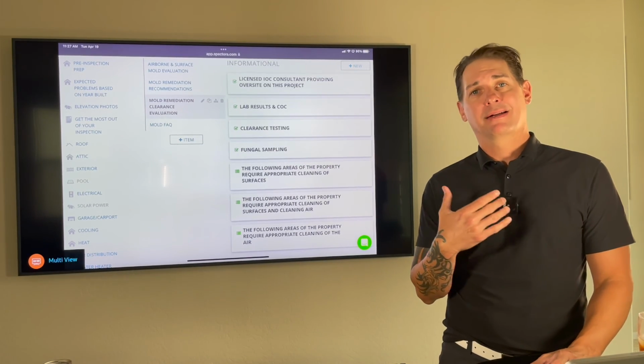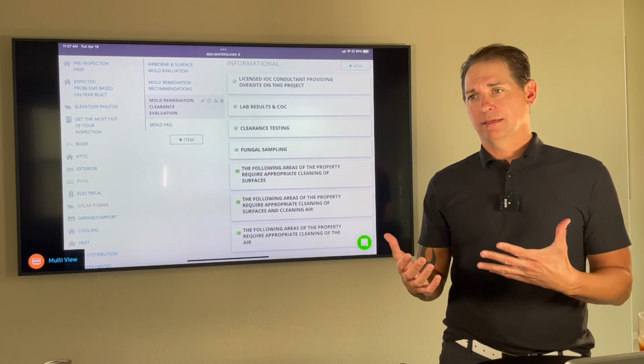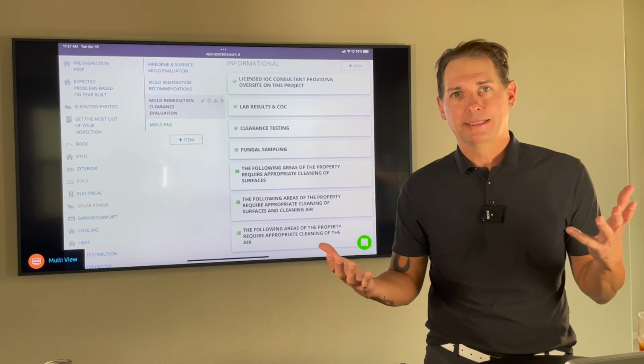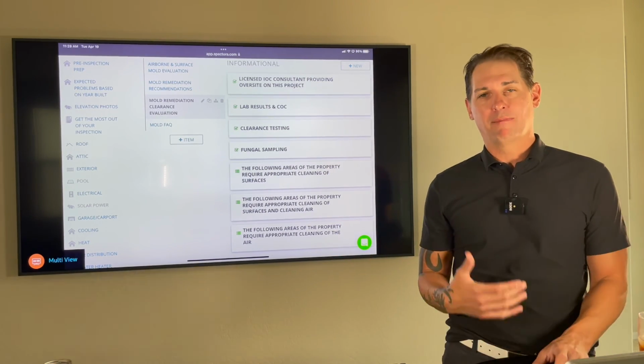So I'm very adamant about it because I see people get taken advantage of, and there's kind of no mold police out in the world to say, hey, stop ripping those people off, but that's what we do.